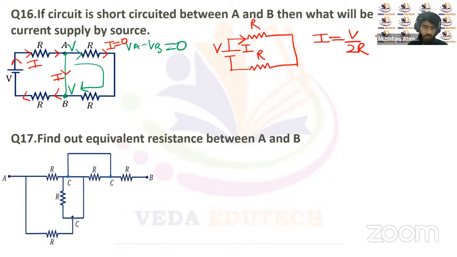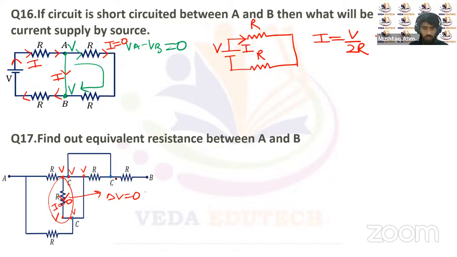Now you can see here the potential at this point is, let's suppose V, then the potential at this point will also be V, right? And the potential at this point will also be equal to V. If the potential at this point is V, then the potential at this point is also V. Or we can say the potential difference across this resistor is equal to 0. It means there will be no current flowing through this resistor, right?